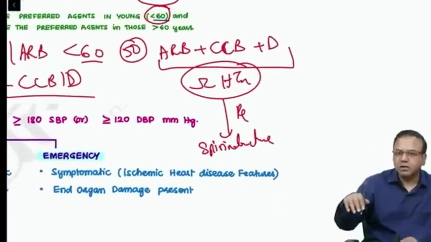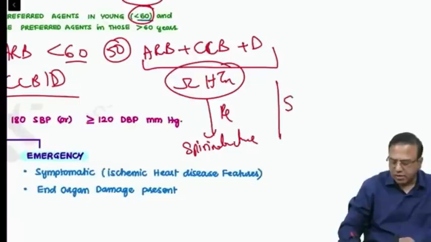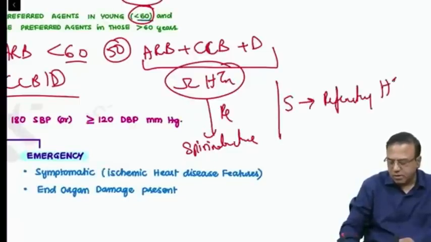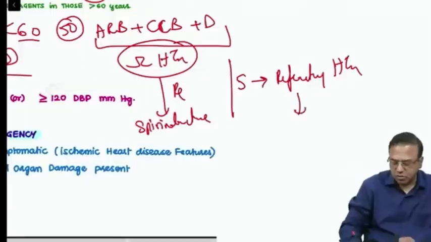After that come other drugs. When your patient is on 5 drugs and BP is still not controlled, that's called refractory hypertension. If you declare the patient as refractory hypertension, the last option is sympathetic denervation. This is known as renal denervation, or sympathetic denervation is the better answer, I think. Sympathetic denervation.